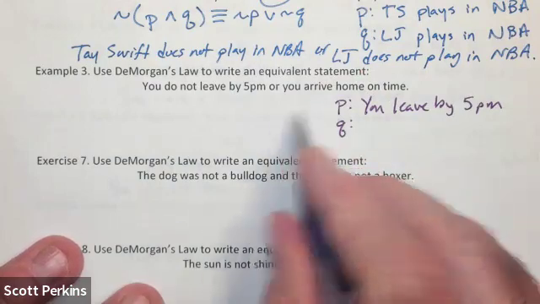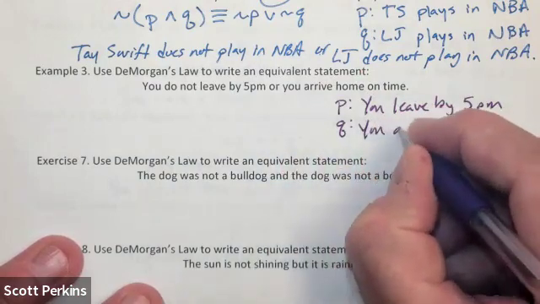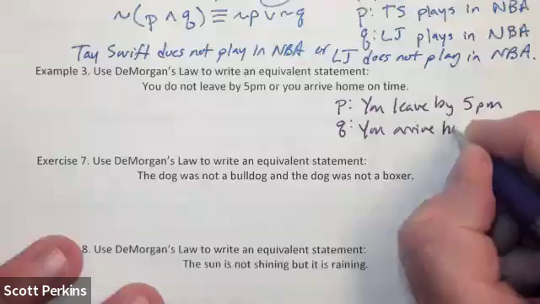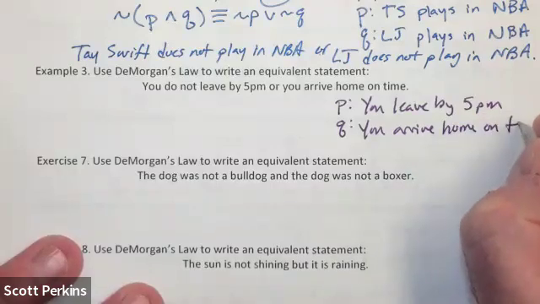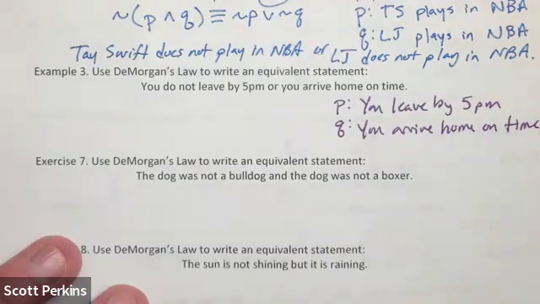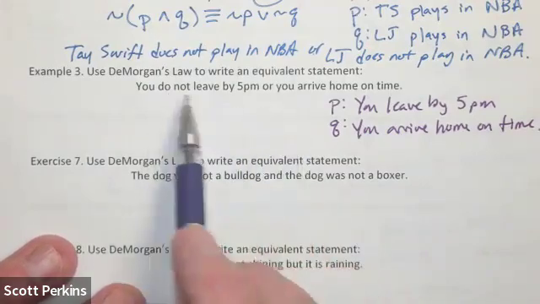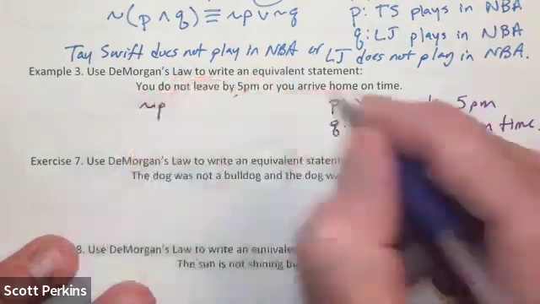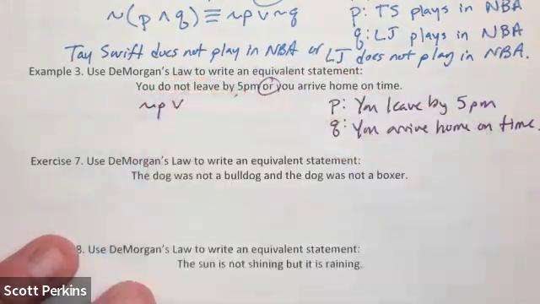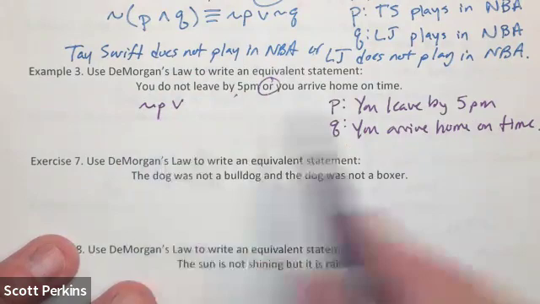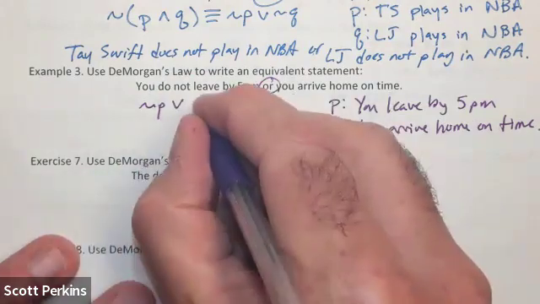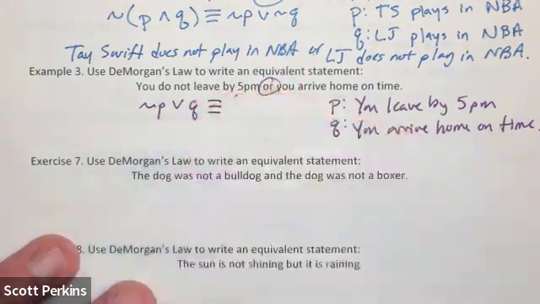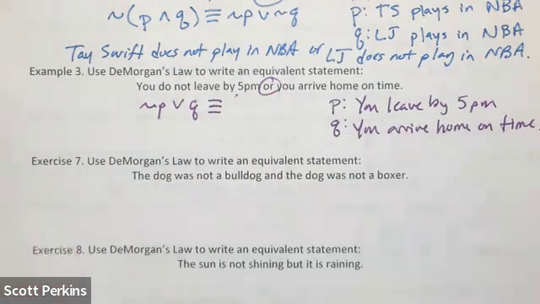And statement Q is you arrive home on time. So the statement that I have is, you do not leave by 5 p.m. That is squiggly P. Or, so there's my or symbol. You arrive home on time is Q. Now, this time, we're not distributing. We're going to do the reverse.